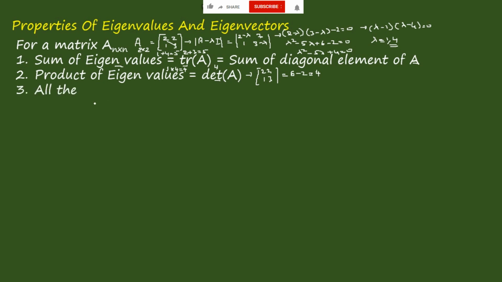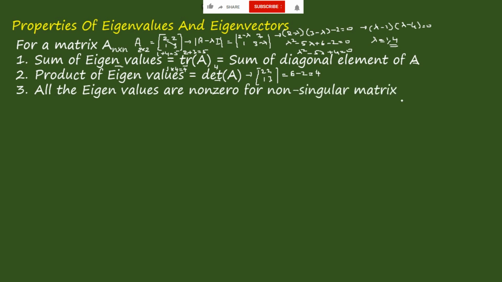Now coming to the next one. All the eigenvalues are non-zero for a non-singular matrix. What is a non-singular matrix? It is a matrix whose determinant should not be equal to 0. If you see the example, the same matrix [2 2; 1 3], the determinant is 4. It's non-zero, right? So this particular matrix is a non-singular matrix. So the eigenvalues are non-zero. We got the eigenvalues as 1 and 4 only.